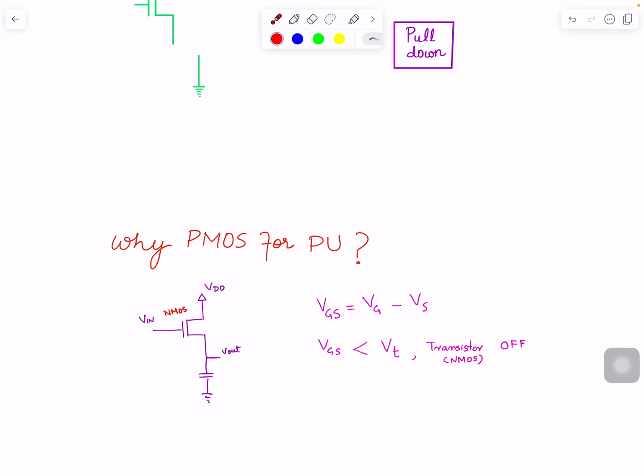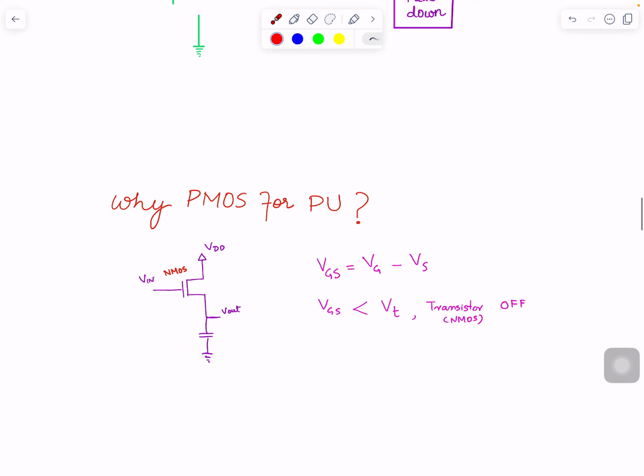You must be wondering why we didn't use, for example, NMOS to connect to VDD, or why we didn't use PMOS to connect to ground, right? So one of the main reasons for that is that this node here, when NMOS is on, of course provides a short circuit, but there is still a small tiny resistance, which is the resistance that the channel offers to current.